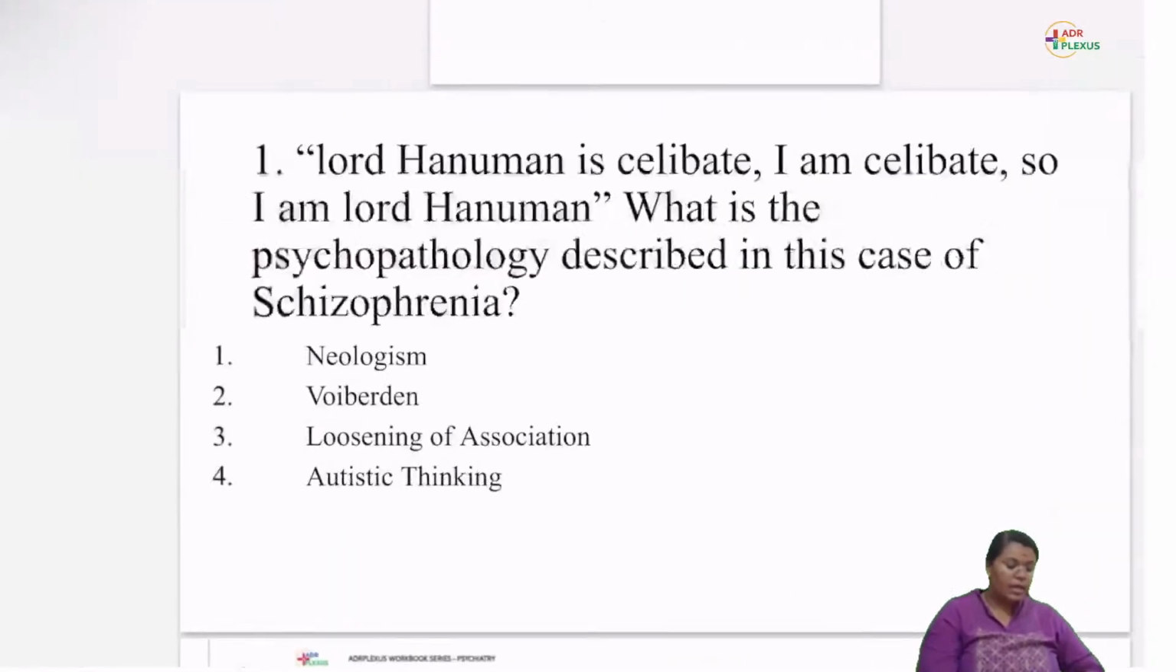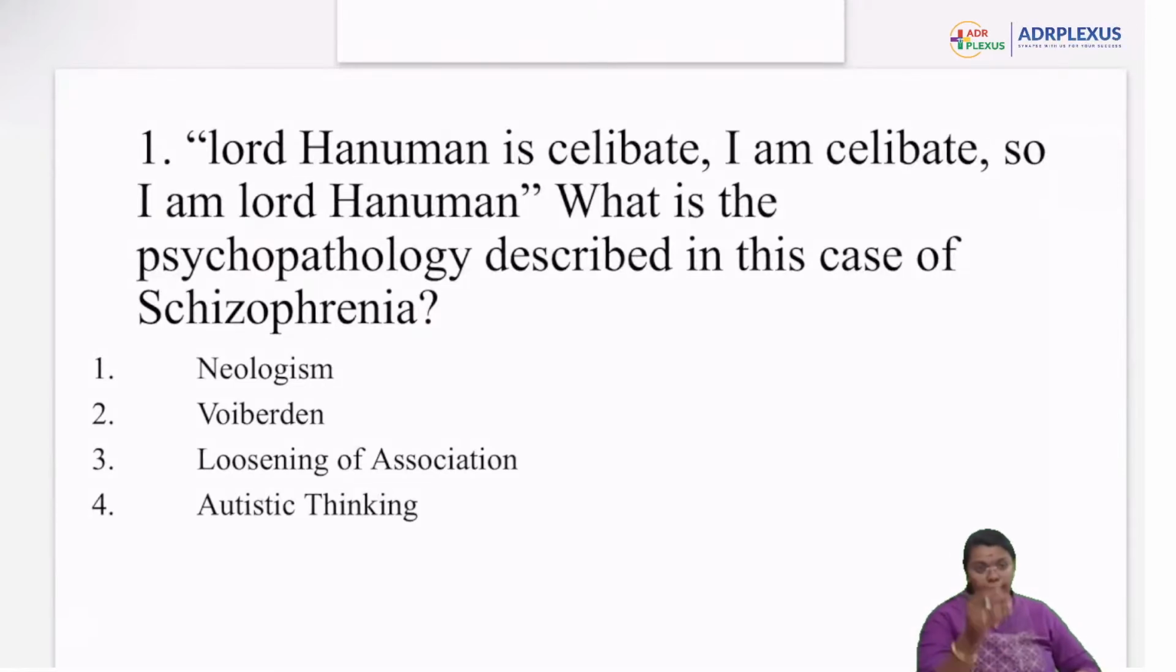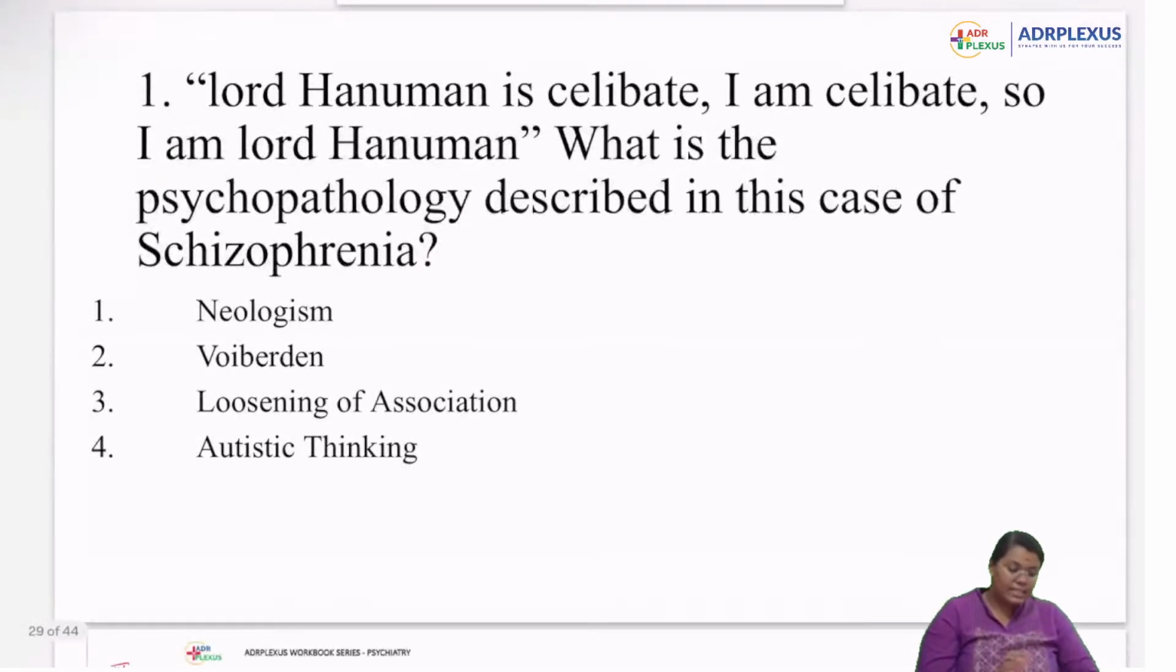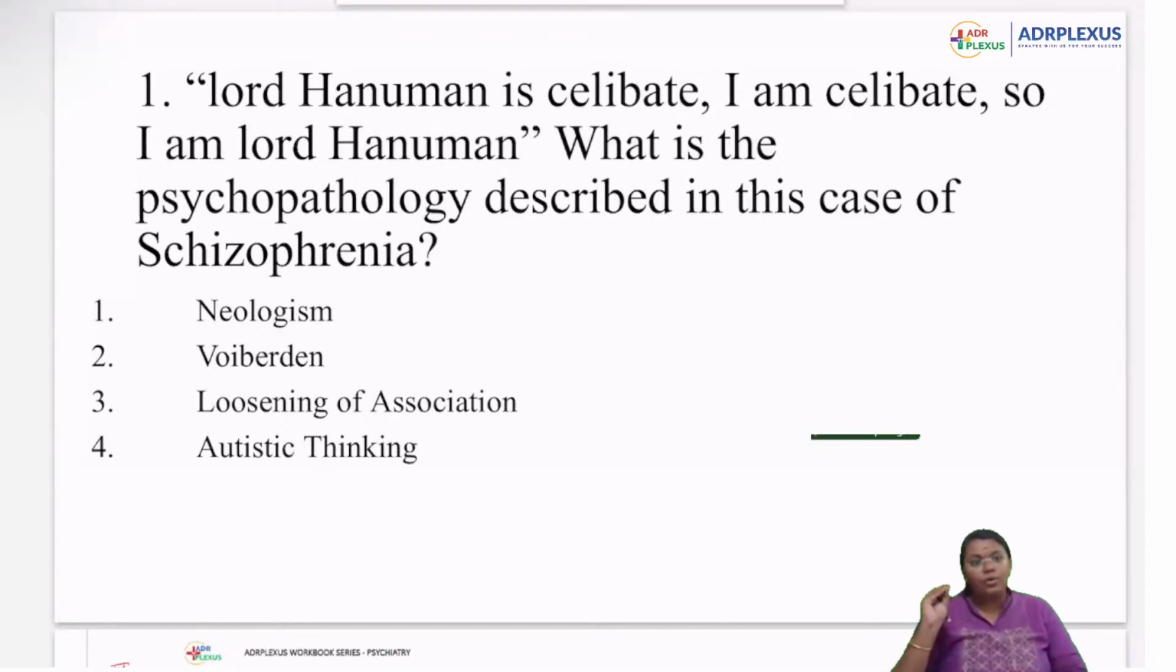Right? Now let's discuss the recent INI-CET questions, right? So, Lord Hanuman is celibate, I am celibate, so I am Lord Hanuman. So this is the psychopathology described in case of schizophrenia. Basically, you do ruling out.